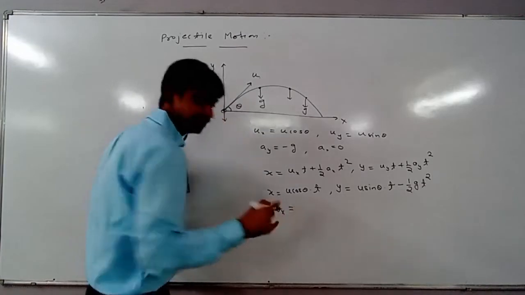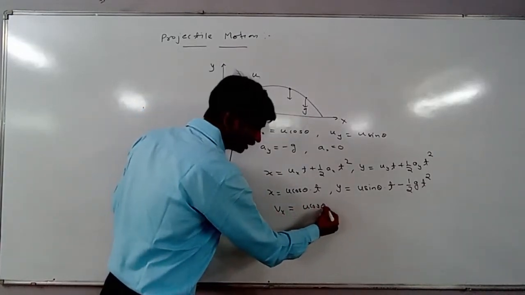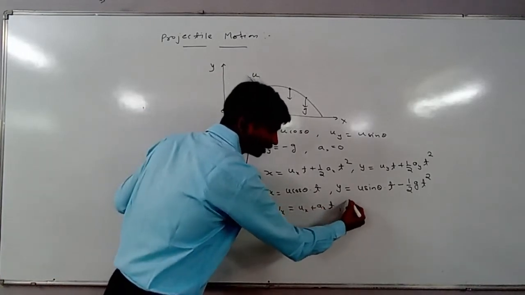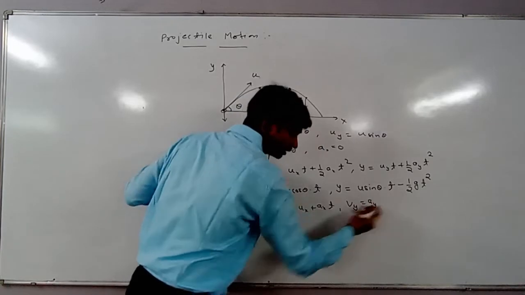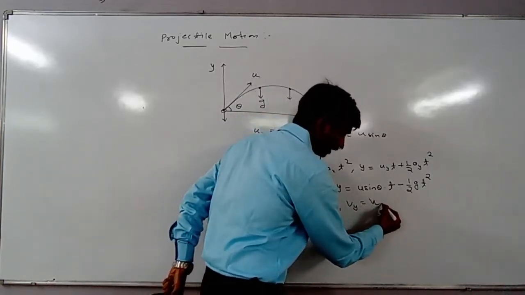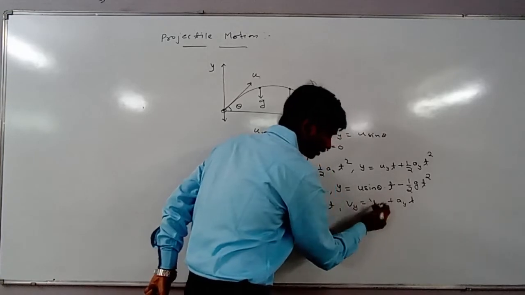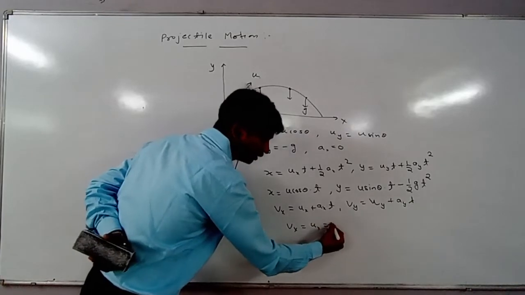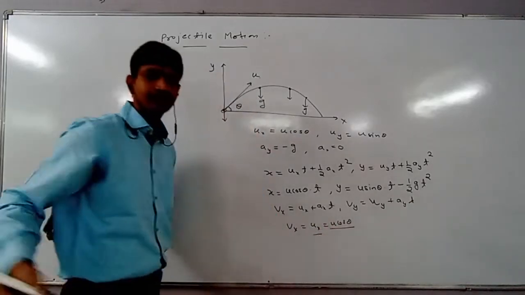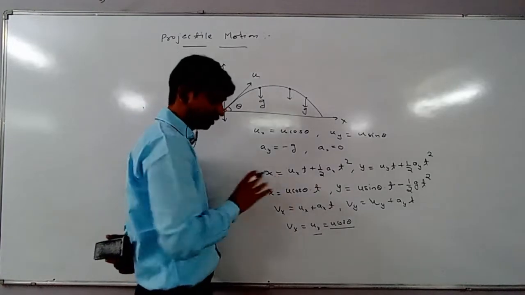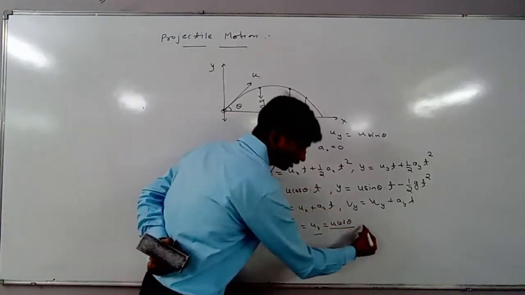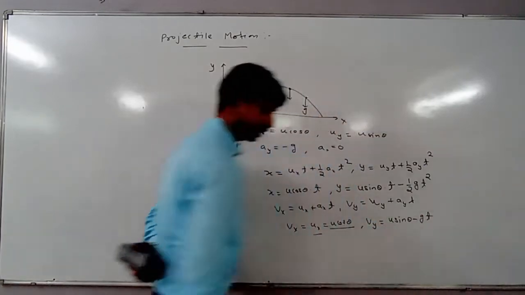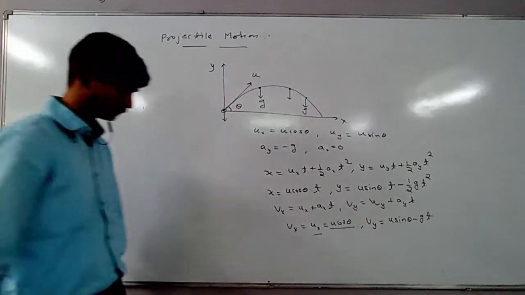What is vx at any instant? u cos theta. Better to write ux plus axt, and vy is equal to uy plus ayt. But as ax is 0, vx is equal to ux, which is u cos theta. This represents that along the x-axis the horizontal velocity is always constant, while along the y-axis velocity will be u sin theta minus gt. Right? Note down these equations.